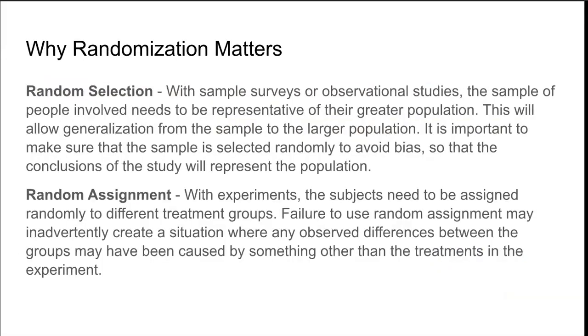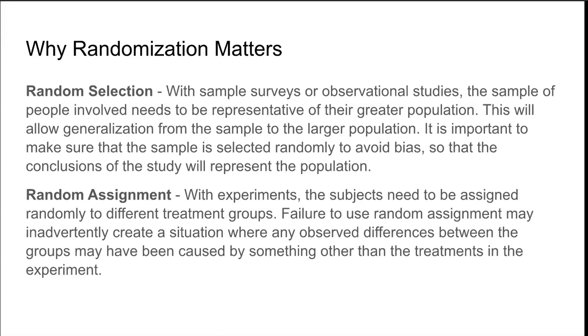Randomization in a sample survey or observational study happens when participants are randomly selected from a larger population. If the participants are randomly selected, then the results of the study can be generalized to the larger population. Random selection helps avoid any favoritism in the selection of participants, which is referred to as bias.